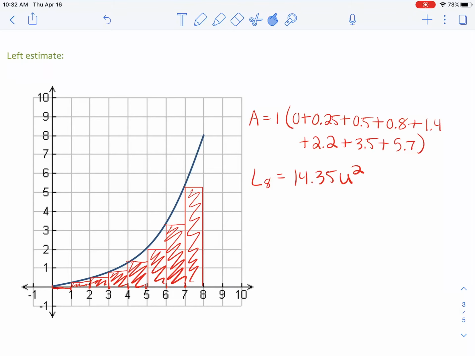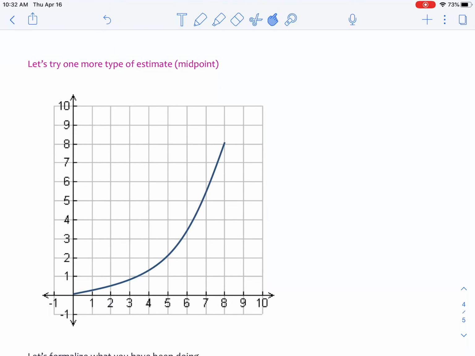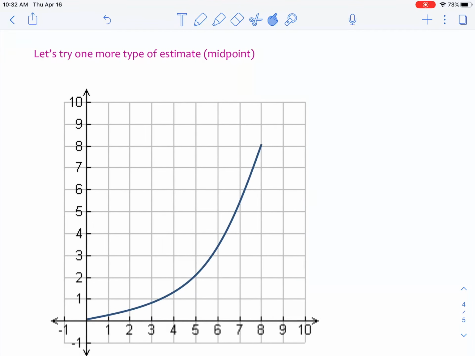So those are two examples of right and left estimates. First one with 4 rectangles, second one with 8 rectangles. There's a third estimate, which is called the midpoint estimate. So let me show you this one. The reason it's called the midpoint estimate, and we're gonna do this one with 8 rectangles as well, is instead of looking at the most left part or the most right part to make our rectangle, we're gonna actually look at the middle, the midpoint.